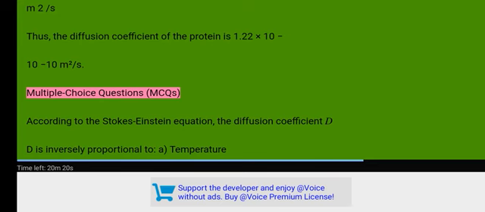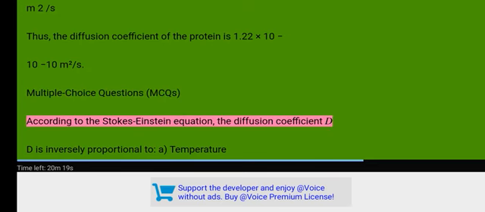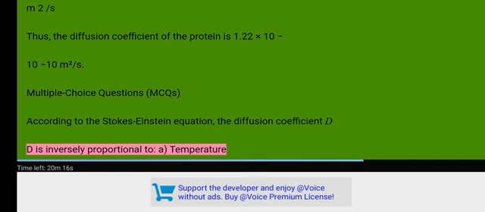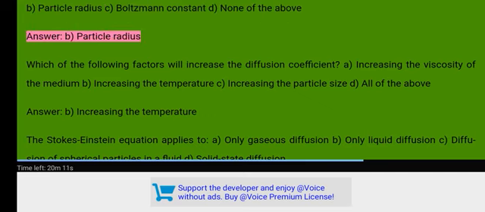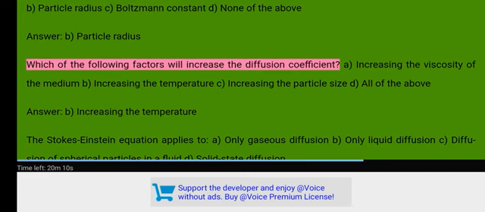Multiple choice questions, MCQs. According to the Stokes-Einstein equation, the diffusion coefficient D is inversely proportional to: A. temperature, B. particle radius, C. Boltzmann constant, D. none of the above. Answer: B, particle radius.